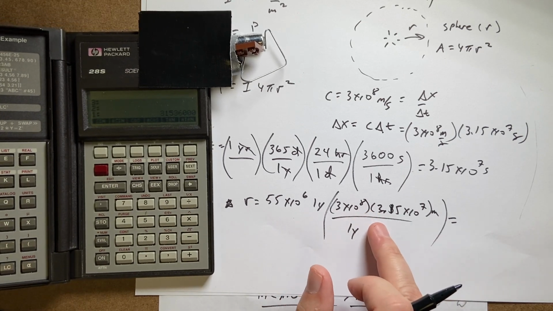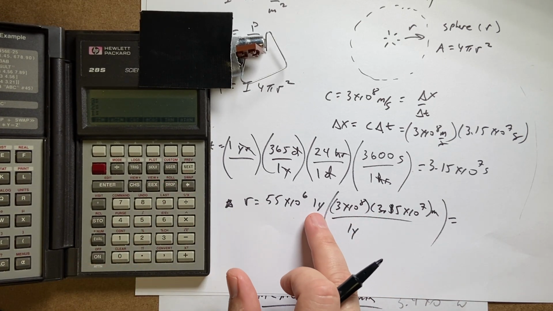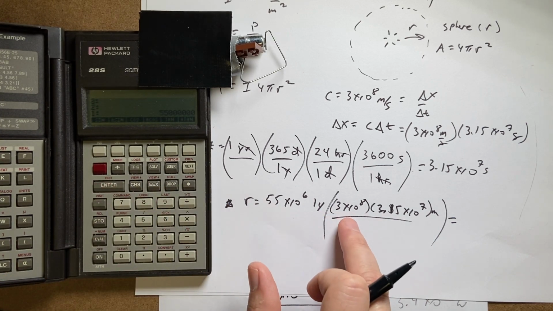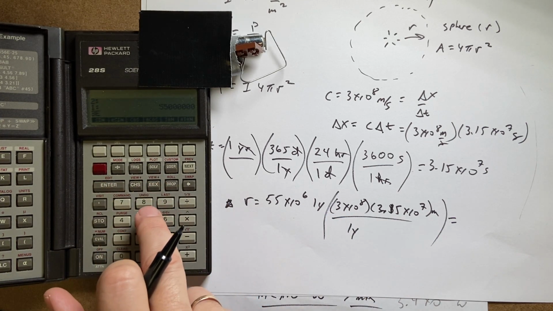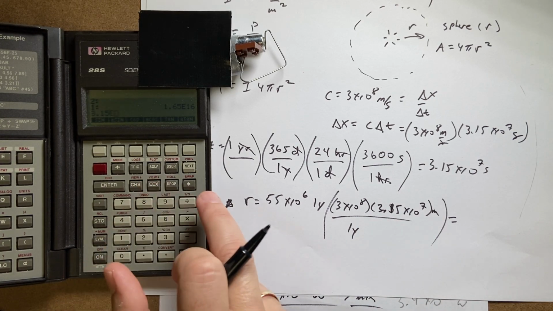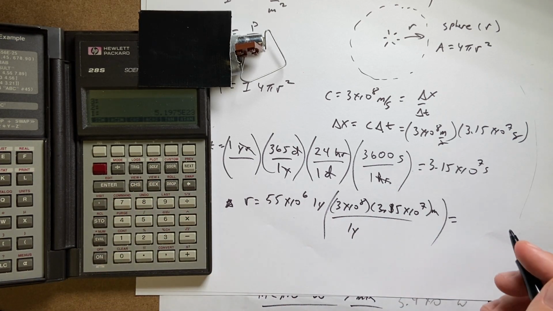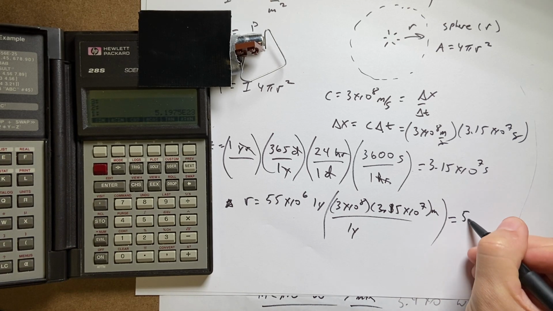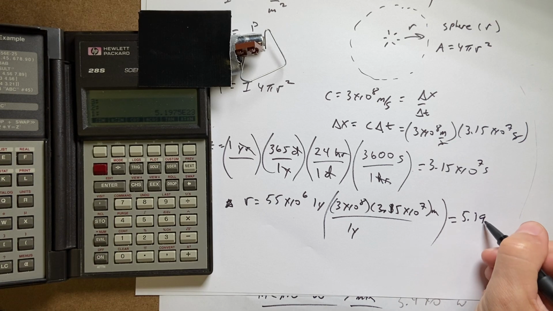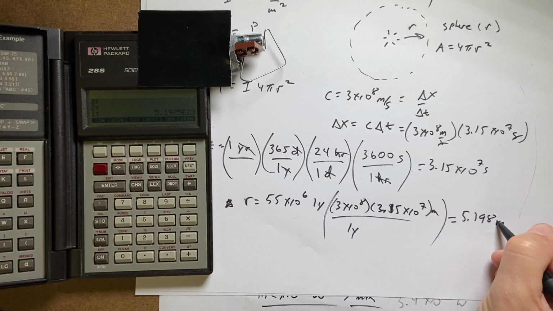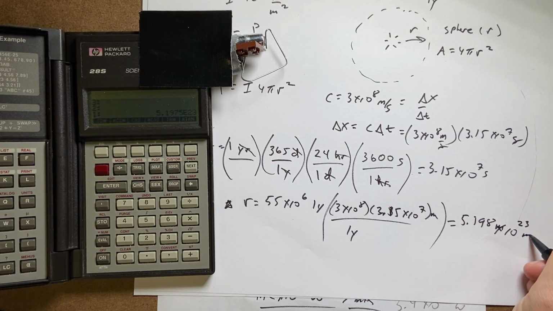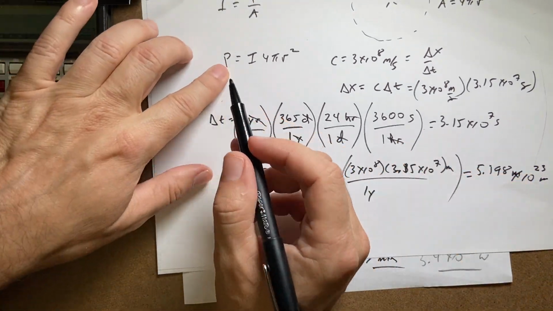Now you've got to be careful with your scientific notation here, but that's something you should be careful with anyway. So 55 times 10 to the 6th, enter, times 3 times 10 to the 8th, times 3.15 times 10 to the 7th. And I get 5.198 times 10 to the 23rd meters. So now I can go back up here and calculate the power.